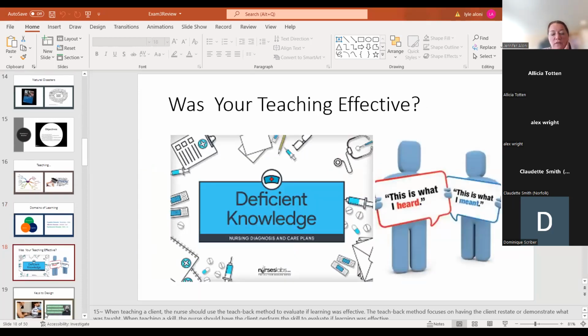Then we're going to look at, was our teaching effective? So when we're teaching our patients, what kind of method do we use to see if it was effective? Teach back. Give me an example of a teach back. Someone who is a diabetic and has to check their sugar. Okay, so what are they going to do in order to show you teach back? Demonstrate how to do it properly. Good. They're going to do it right in front of you and teach it back to you as if they're the teacher now. So if you're teaching a skill like that, you want them to show you exactly what they're going to do, right?